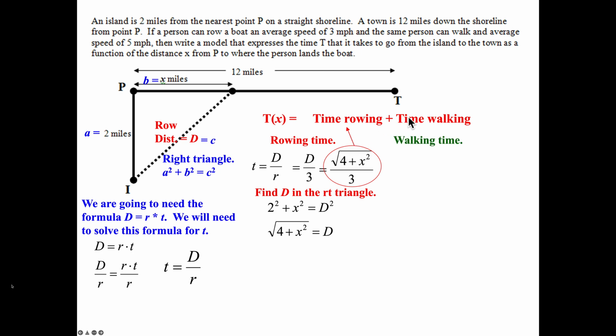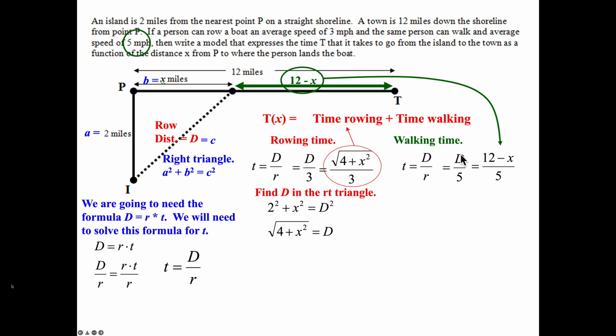Next, I'm going to look for walking time. So again, t equals d over r. Your rate is now 5 miles per hour. We have to find this distance right here. Well, what I do know is the total distance is 12, and we need to take away x miles from it to get this distance, so it'd be 12 minus x for that distance. Let's put that in for d, and that's my walking time expression.